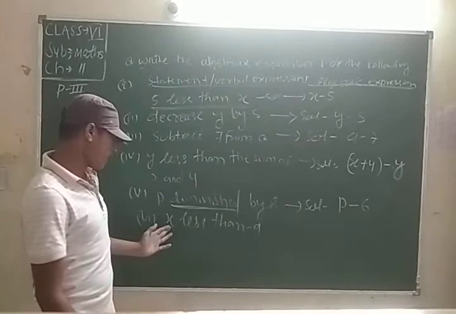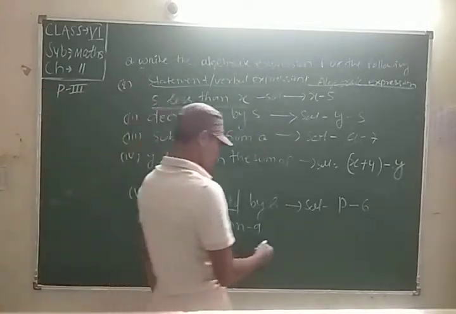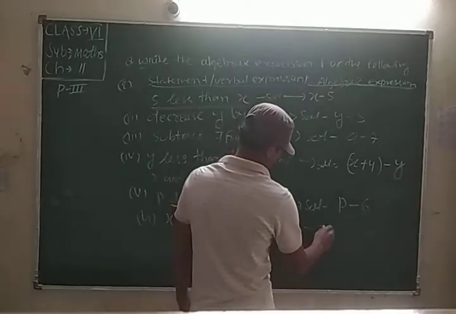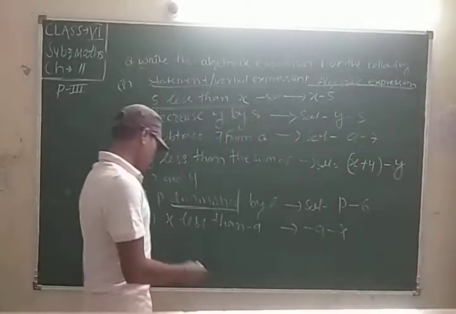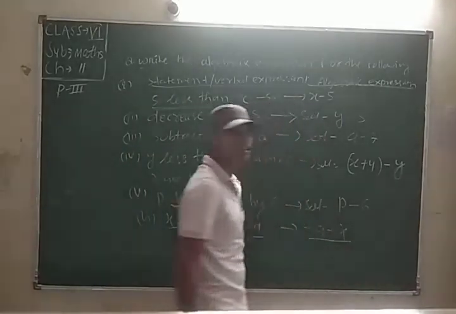Now, x less than minus 9. X is less than minus 9. Then minus 9 minus x, because x is less than from what? 9. That's why x minus 9 is the solution.